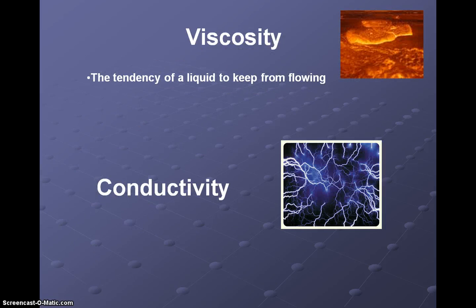So viscosity is the tendency of a liquid to keep from flowing. If we say that something is a viscous liquid, then it is very thick, like honey, so it resists flowing. Now, if we change the temperature of a substance, it can change the viscosity of that substance. However, by changing the temperature, we haven't really changed what that substance is.